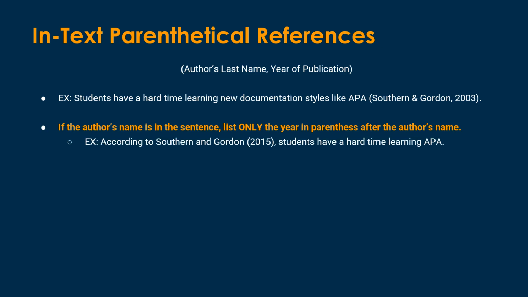If the author's name is in the sentence, list only the year in parentheses after the author's name, as shown here. According to Southern and Gordon (2015), students have a hard time learning APA.